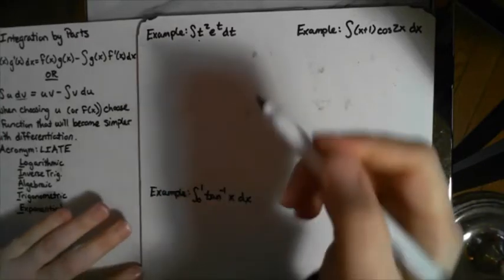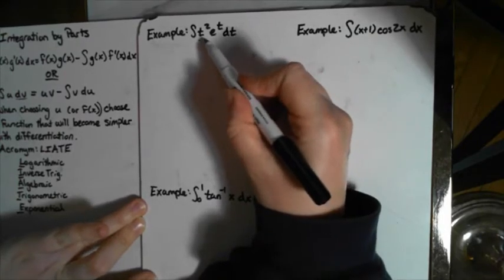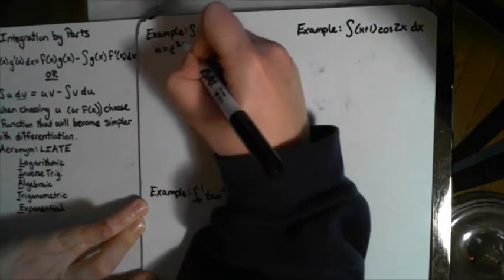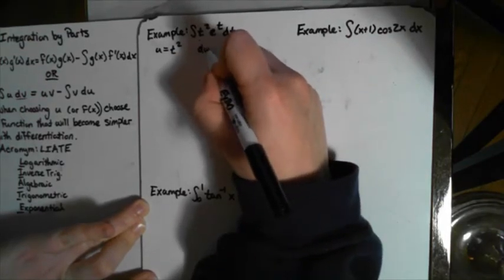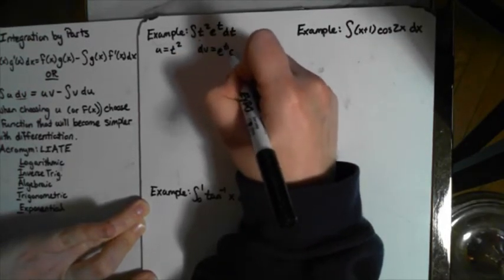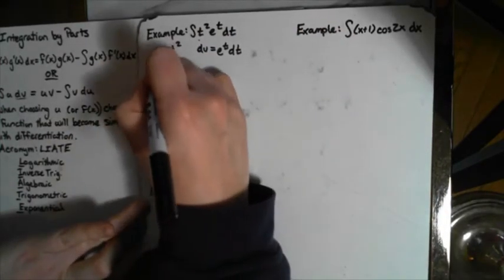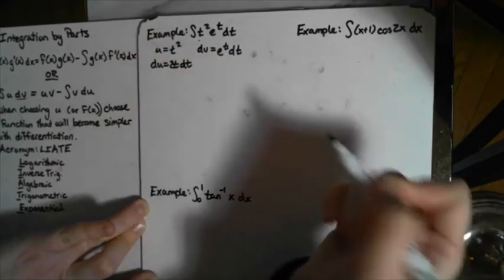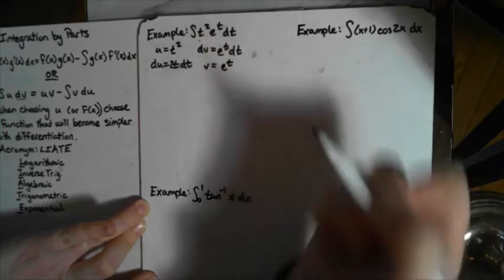So the first example question, they gave us t squared e to the t dt. I'm going to use t squared as u, because that one will definitely get simpler as I do my derivatives. Then dv is going to be e to the t dt. Now I'll do my derivative. du equals 2t dt. And I'll do my integral here. So v equals e to the t.